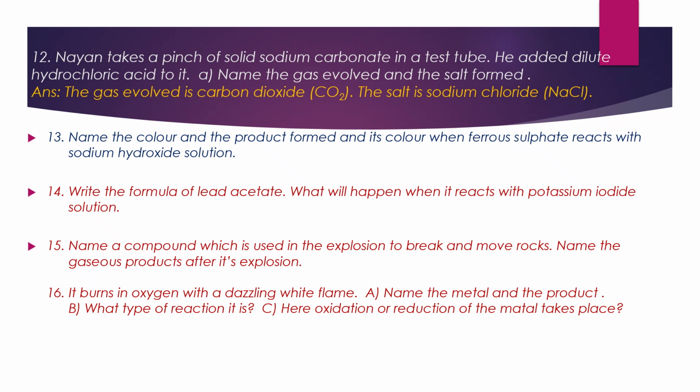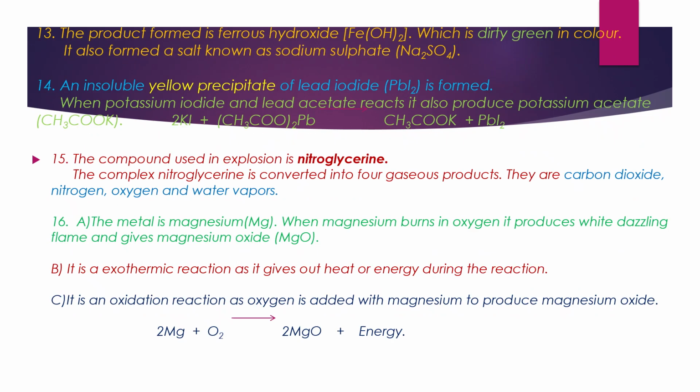Write the formula of lead acetate. You can see it. What will happen when it reacts with potassium iodide solution? All these things are important questions. Next, the product formed is ferrous oxide. In the last slide the questions were there, and here I have given the answers also. You can go through them.